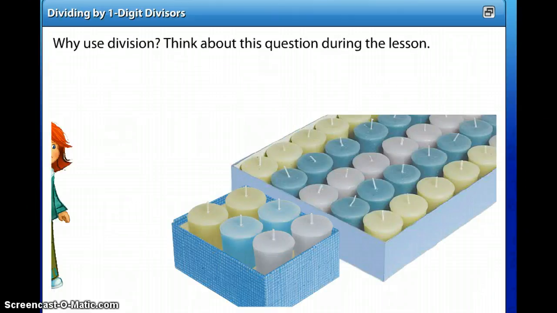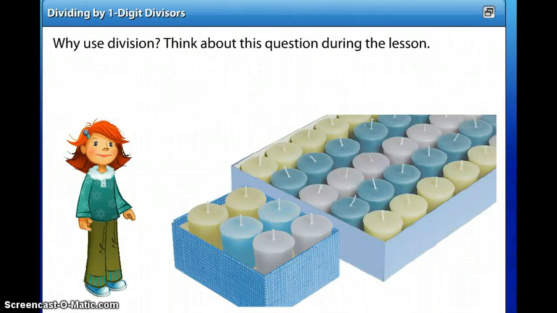Why use division? Think about this question during the lesson. What would be the purpose of using division? Dylan? To see, act like there's 48 divided by 8. You underline 48, what would equal that number. Okay, so you're thinking about the process. Good, but what's an overall goal? Why would you use division? Alex? To find the quotient of the problem.